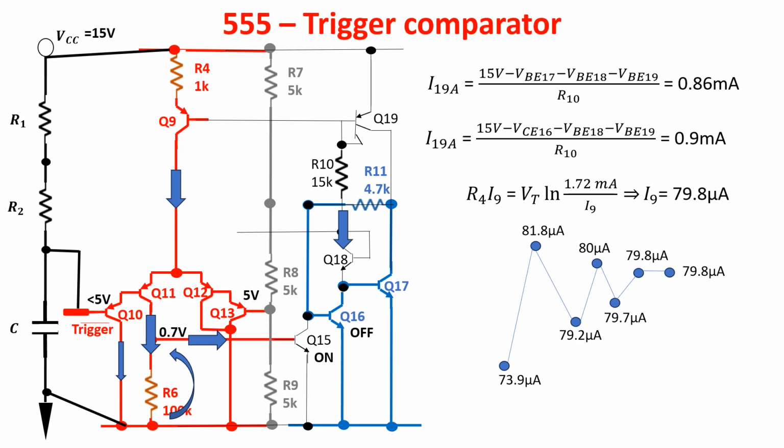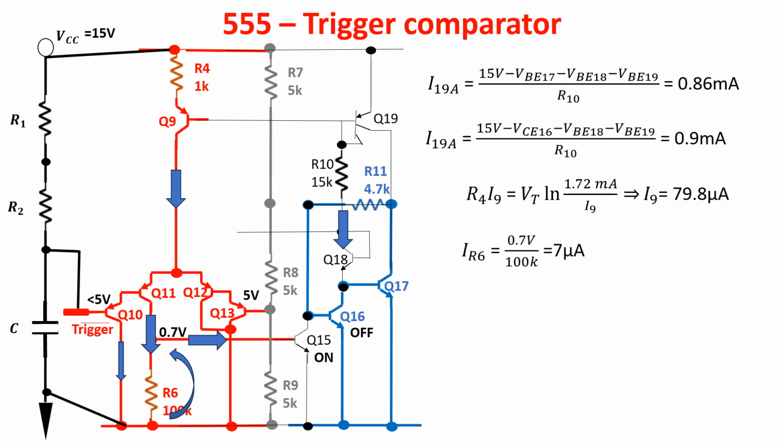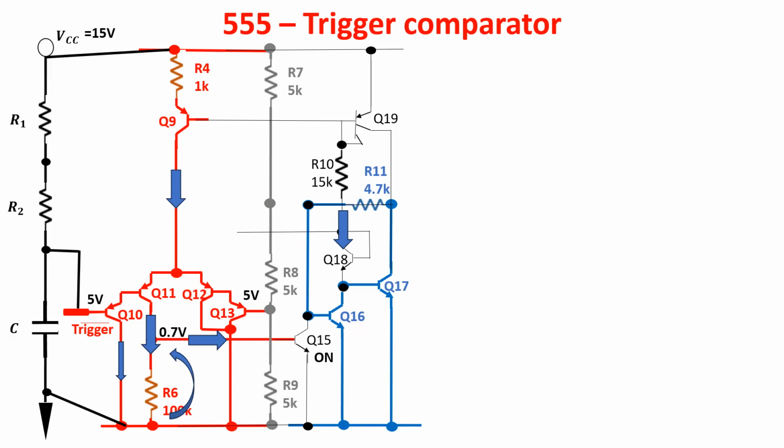The current in R6 is this, and then the maximum current to the base of Q15 is this one, and it has to be enough to force Q15 in saturation. Being the voltage across the capacitor oscillating between 5 and 10 volts, the trigger comparator gives a current pulse to switch Q15 on when the trigger voltage reaches 5 volts. So the trigger comparator has the output high just the time needed to make the flip-flop change its state.